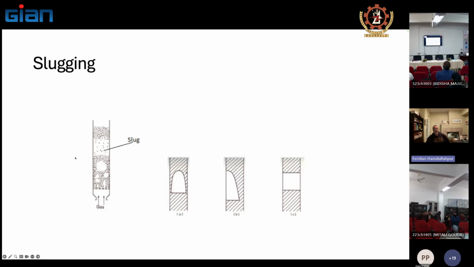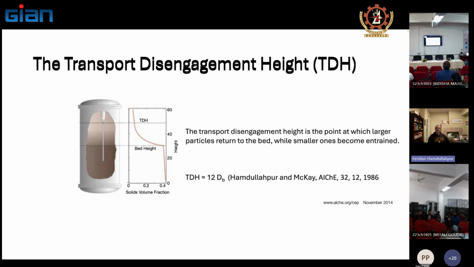I mentioned slugging, something that needs to be avoided. It is determined by particle size compared to the reactor or vessel size and how much gas you're using. Especially if you are using large Group D particles, you will end up having a slug here. All bubbles will coalesce and form a big one, and then this will cover here. Therefore, you lose all the heat and mass transfer advantages of a fluid bed.